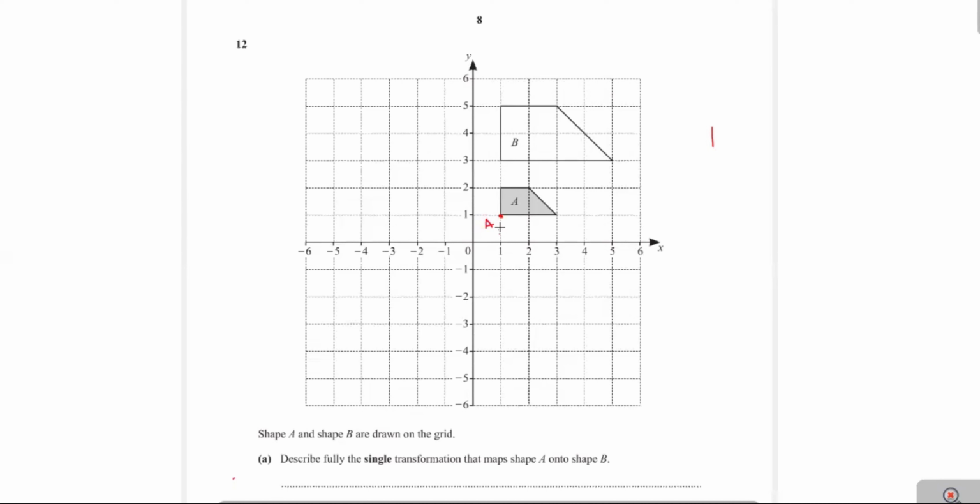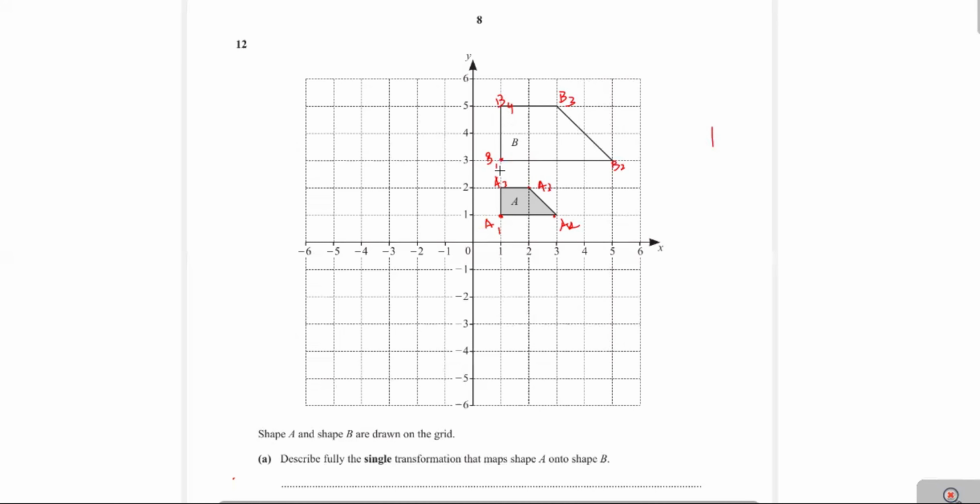Suppose this is A1 and this point is A2, and same here is A3, A4, and the corresponding image points of the enlarged figure. Against A2 is B2, and same here is B3 and B4. Now we can find the center of enlargement by joining the corresponding points.